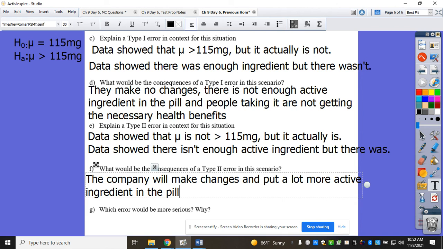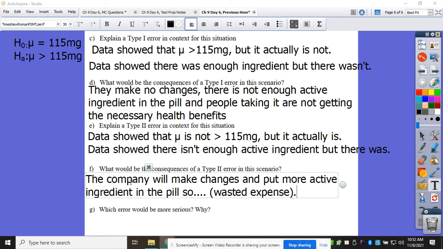Questions with that? So, and put more active ingredient in the pill. So, and that's where people are going to change which direction they say. It's definitely going to be a wasted expense for the company. Sometimes I'll ask specifically what would be the consequences for the company or what would be the consequences for the person taking the drug, and then you could kind of go one direction or the other. But usually I'm just going to ask it like this.